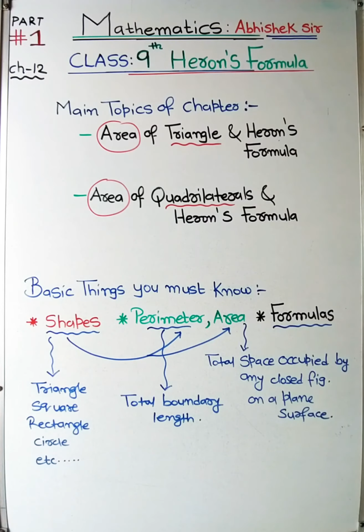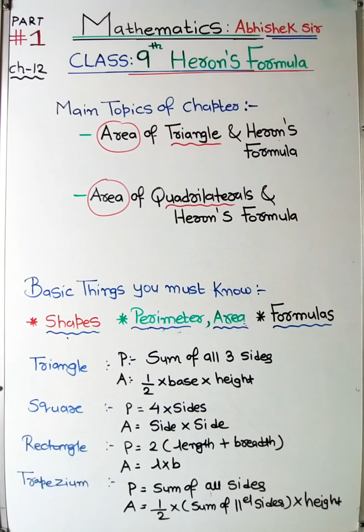Now how to find out perimeter and area? So what do we need? We need different formulas. So before starting this chapter, you must revise all the formulas to find the perimeter and area of different shapes. Let us have a quick revision of a few of the formulas. Here I have listed a few shapes and a few basic formulas about perimeter and area.